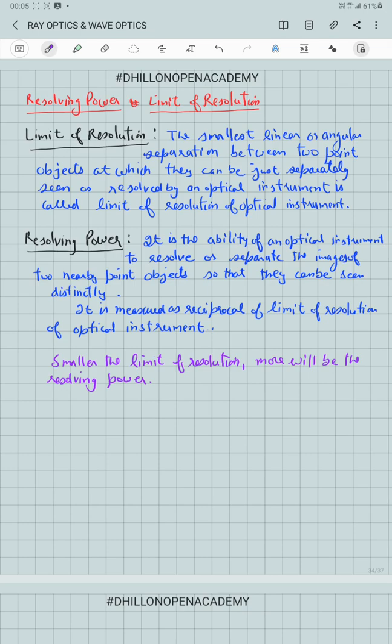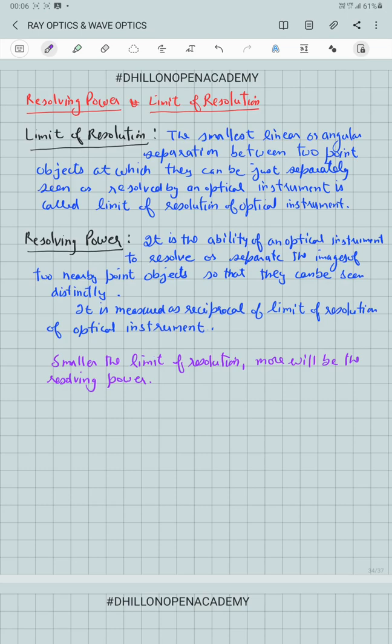Limit of resolution: the smallest linear or angular separation between two point objects at which they can be just separately seen or resolved by an optical instrument is called the limit of resolution. Resolving power: it is the ability of an optical instrument to resolve or separate the images of two nearby point objects so that they can be seen distinctively. It is measured as the reciprocal of the limit of resolution of the optical instrument. The smaller the limit of resolution, the more the resolving power.